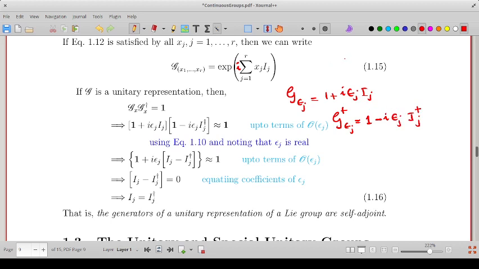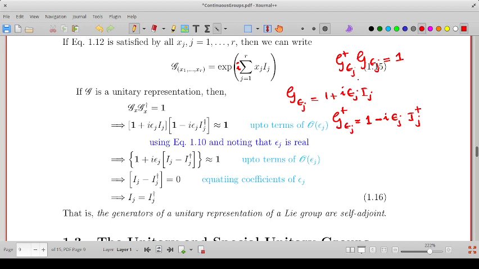Now g is unitary because it's a unitary representation. That's what we have assumed. So in that case, g dagger of epsilon j times g of epsilon j should be identity up to first order. In general, it should be equal to the identity operator. But since we are restricting ourselves to terms up to first order in epsilon j, if we substitute for g of epsilon j using these formulae, then we expect this product to be equal to the identity operator only up to terms of order 1 in epsilon j. So to see this, we substitute this over here.